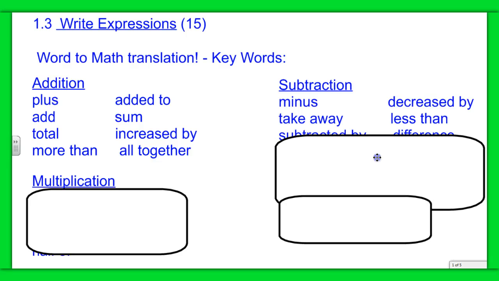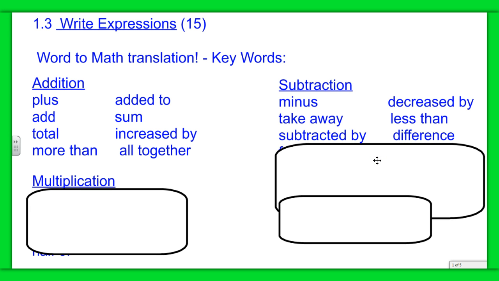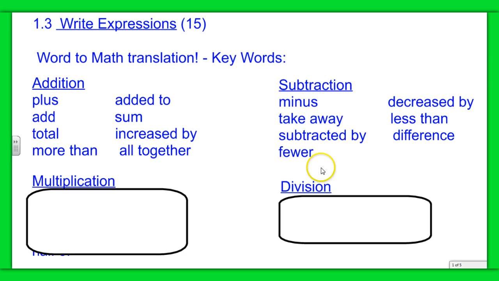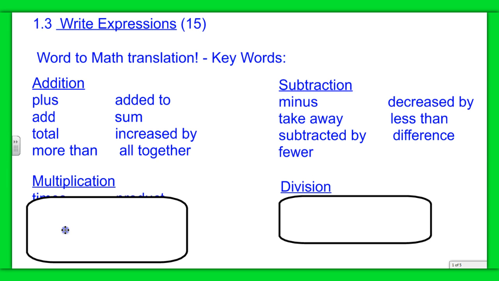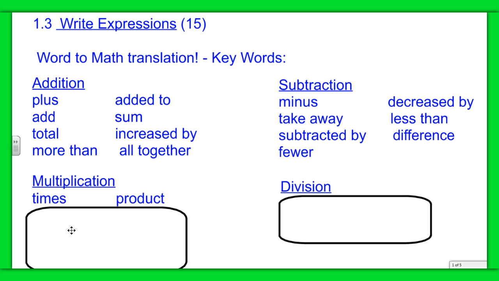Or 4. Subtracted by, or find the difference. Can you find the difference between 25 and 2? That's right, 23. So there's subtraction. Fewer is the final word that we have here. And so if I have 3 fewer than Bob, and Bob has 100, well, I'm going to take away 3 from 100.